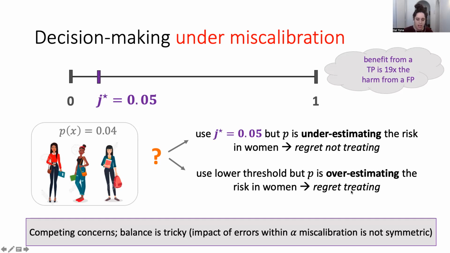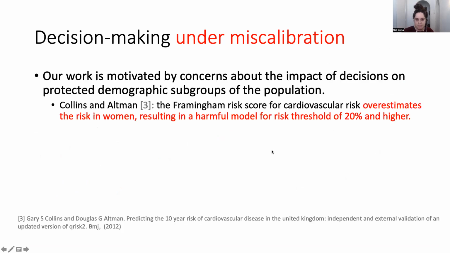So overall, we have these competing concerns, and it's not a priori clear how to balance them, because the impact of the errors that I can have within a certain bound of miscalibration errors don't have symmetric effects because of the asymmetric nature of this binary decision problem.